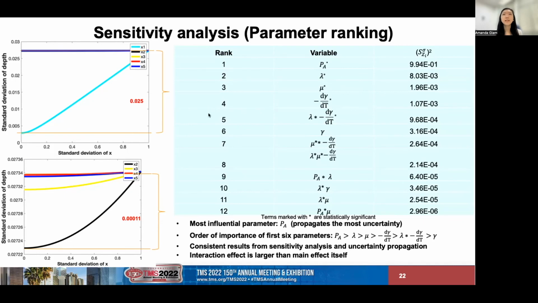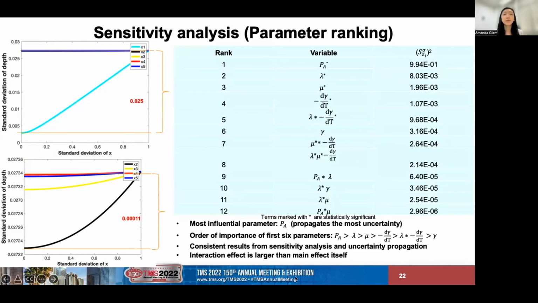So we see that again, the laser power absorption is the most important variable. And the order of importance of the top 6 parameters, which are most important, are shown as follows. And the terms marked with a star are actually also statistically significant. So we see that this is very consistent, right? The results of the sensitivity analysis and uncertainty propagation are matching and are furthermore consistent with the earlier results we had from ANOVA as well as the half-normal probability plots.